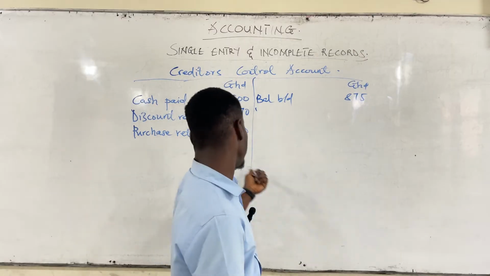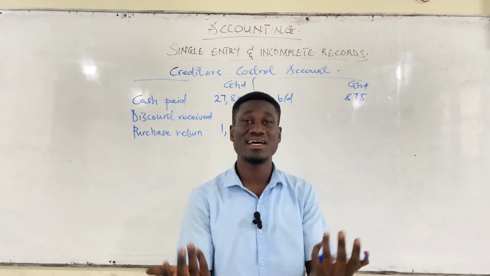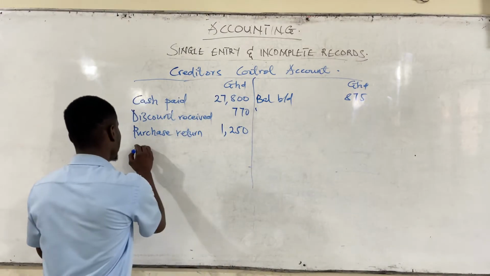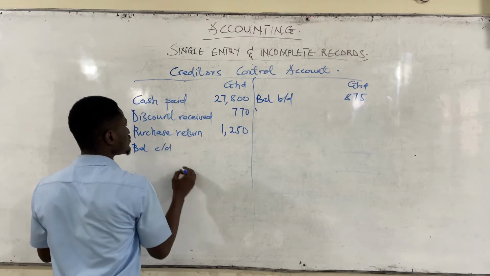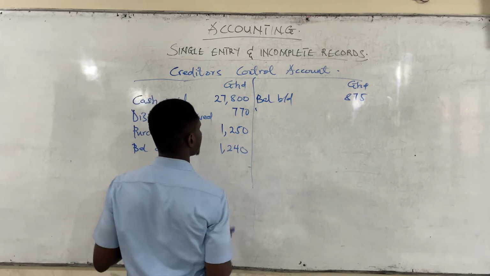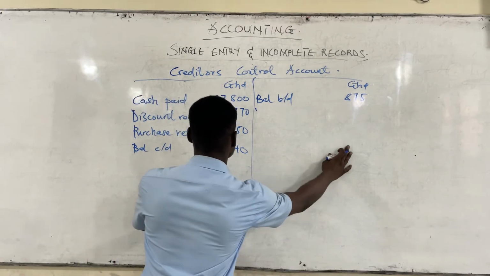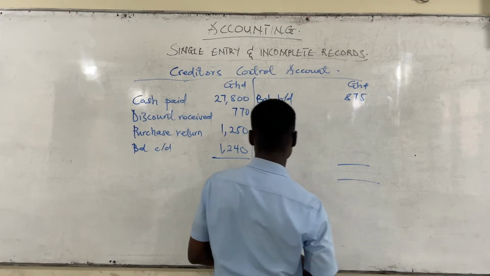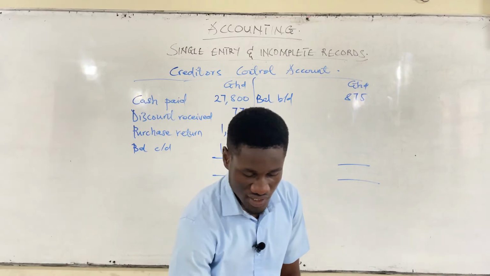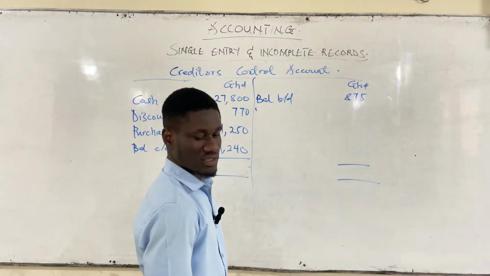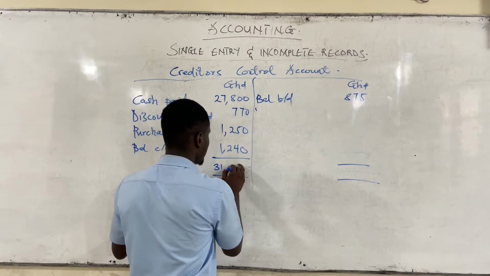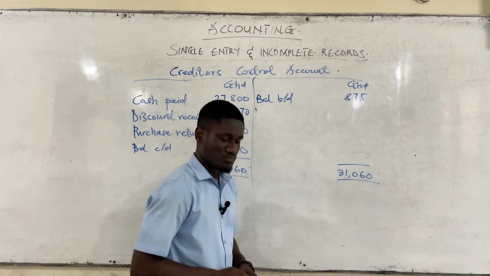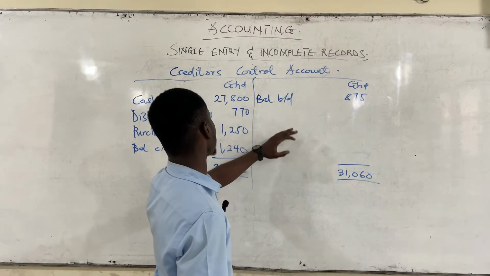We are done recording any item relating to creditors control account. We'll check for our balance CD for creditors. And we have the balance CD to be 1,240. So with this, we know that this side is greater than this side. So we'll close it and show the total reflection of the amount at both sides. And when we add these amounts, we are getting 31,060. Good. So we do this to find our credit purchases.